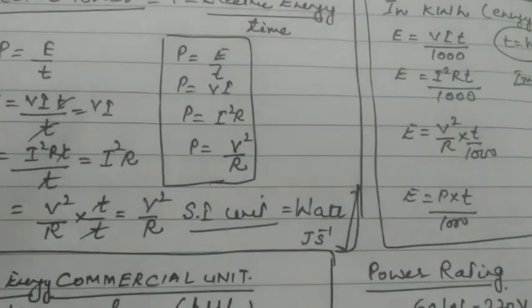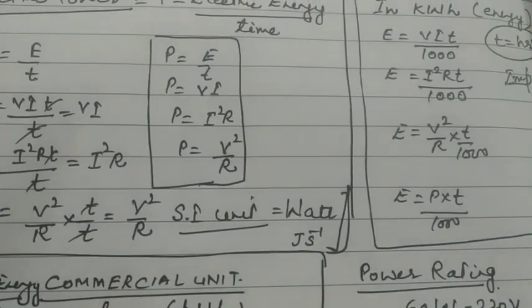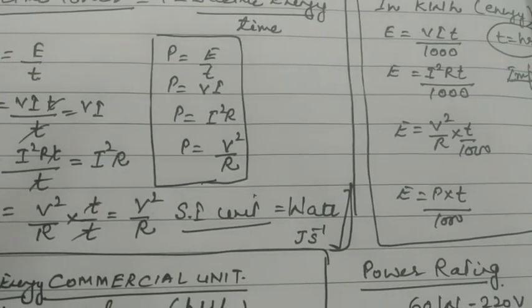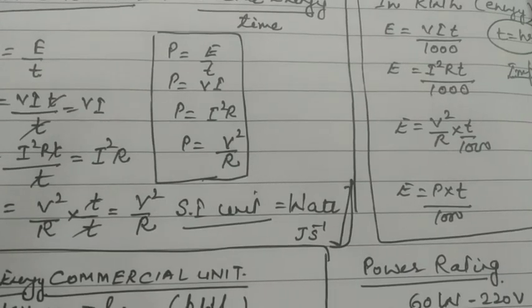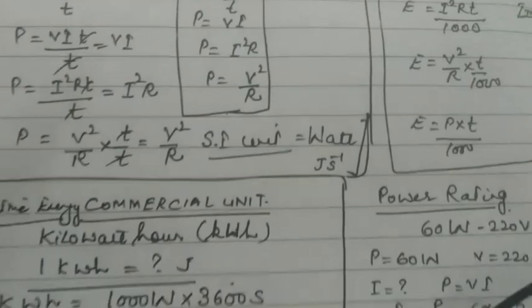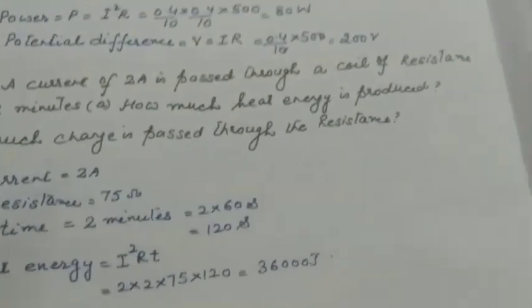As concerned to power, again for power there are the formulas P is equal to E upon T, P is equal to VI, P is equal to I square R, P is equal to V square upon R, and the unit of power is watt or joule per second. Using all these formulas, we will discuss some numericals.